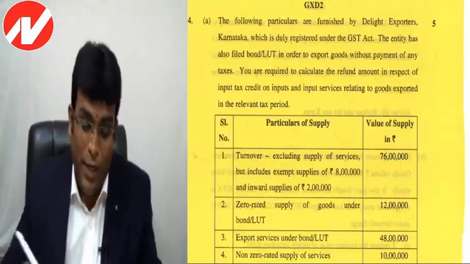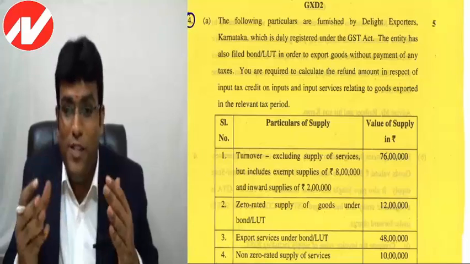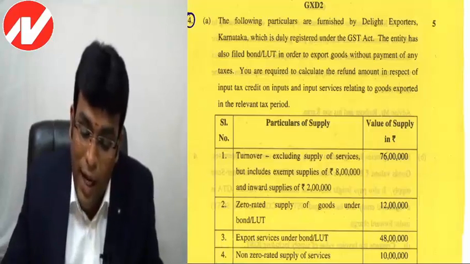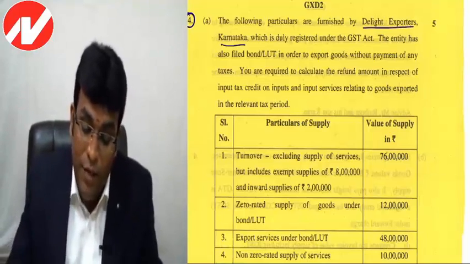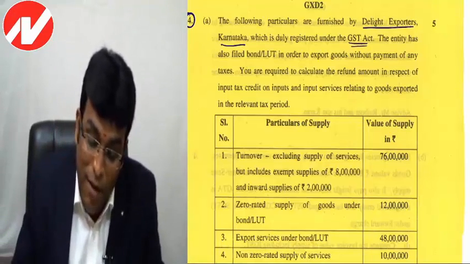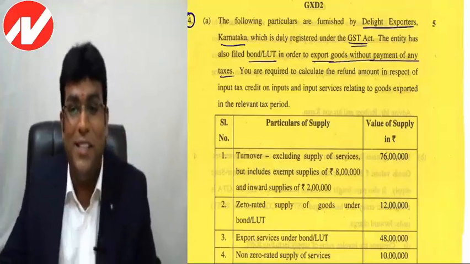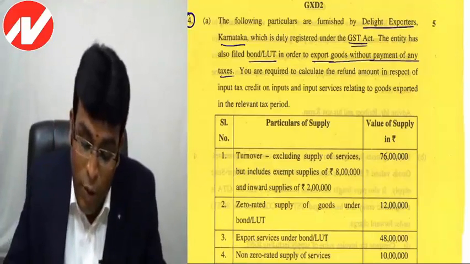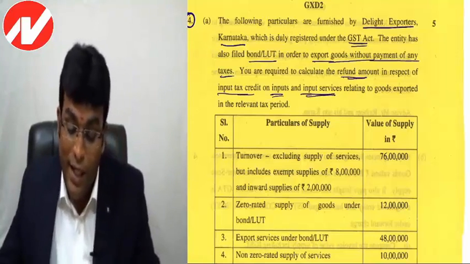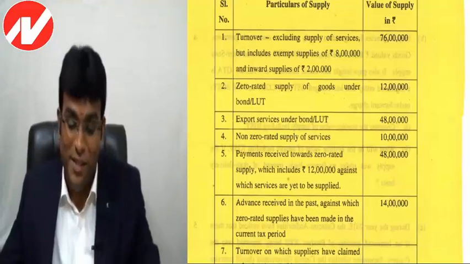Come on, friends. Now let's look at question number 4, sir. Generally, only the first 3 questions will be a little big, but after that, the next 2-3 questions will be very, very small and easy and comfortable. See that? Following particulars are furnished by Delight Exporters, Karnataka, which is duly registered under the GST Act. Very good. It has also filed a bond or LUT. I clearly told you that this is in order to export goods without payment of any taxes. You are required to calculate the refund amount in respect of input tax credit on inputs and input services relating to goods exported in the relevant tax period. Very good. Let's start looking at the numbers.